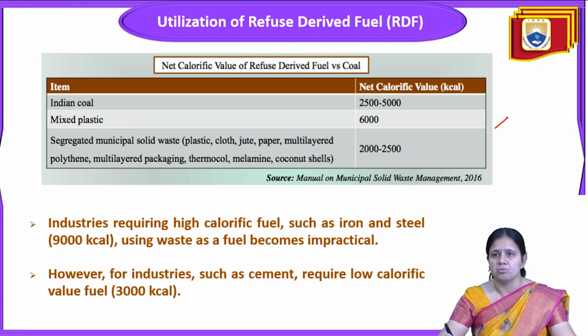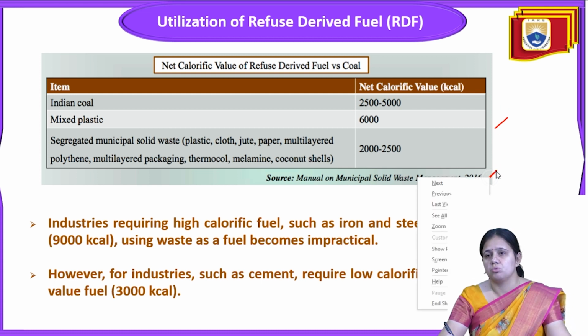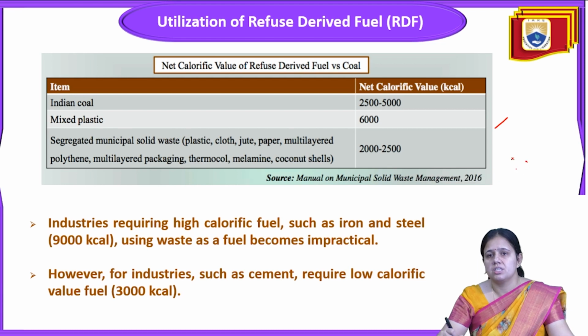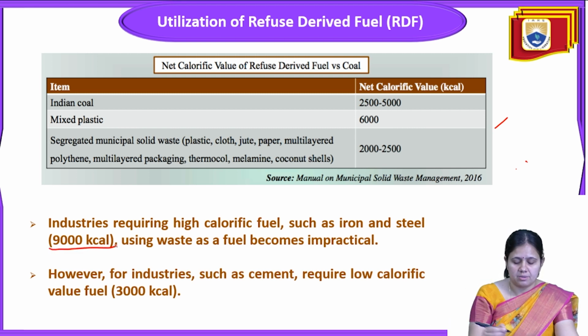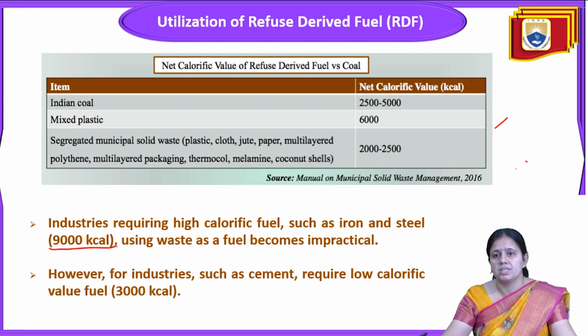Utilization of RDF fuel. You can see the Indian coal, the net calorific value of refuse derived fuel versus the coal. This data has been given from the Municipal Solid Waste Management Rules 2016. Industries require high calorific value fuels, like iron and steel, around 9,000 kilocalories. Using waste as a fuel becomes impractical.